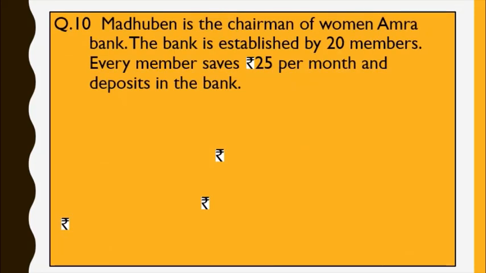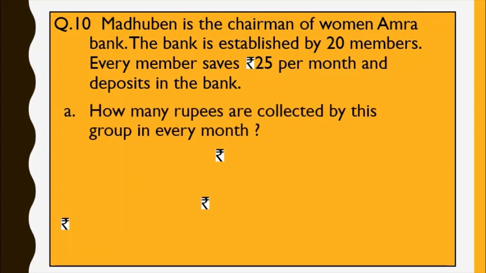Now question number 10. Madhuben is the chairman of Women Amra Bank. The bank is established by 20 members. Means there are 20 members in the bank. Every member saves rupees 25 per month and deposits it in the bank. So each and every member saves 25 rupees in the bank. Now the question is, how many rupees are collected by this group in every month?